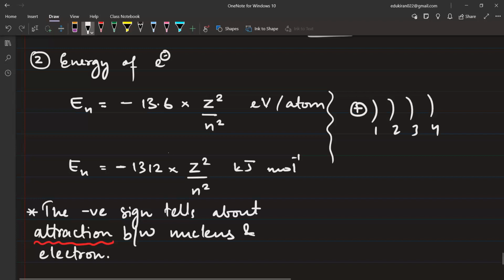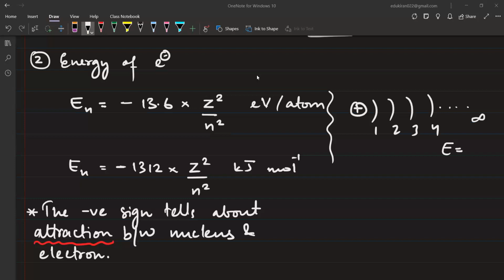Can you see that if the value of n is 1, then this complete value will be larger? That means more negative. And as the value of n increases, this value will become less and less negative. And if I go to infinity, then at this point the energy will be equal to how much? Tell me, guys.